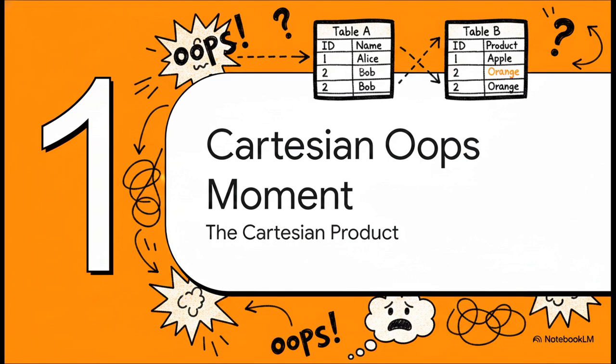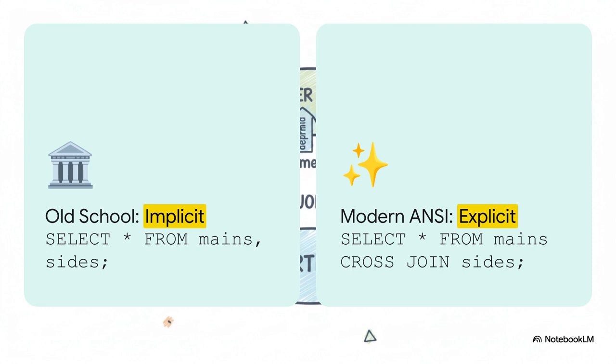Okay, section 1, the Cartesian oops moment, understanding the Cartesian product. Let's see what actually happens when a join condition is completely omitted. There's a stark difference in syntax here depending on how you write it. You've got the old-school implicit format, which is basically just a comma between the mains and sides tables, and then you've got the modern ANSI explicit format, which we know as the cross-join.